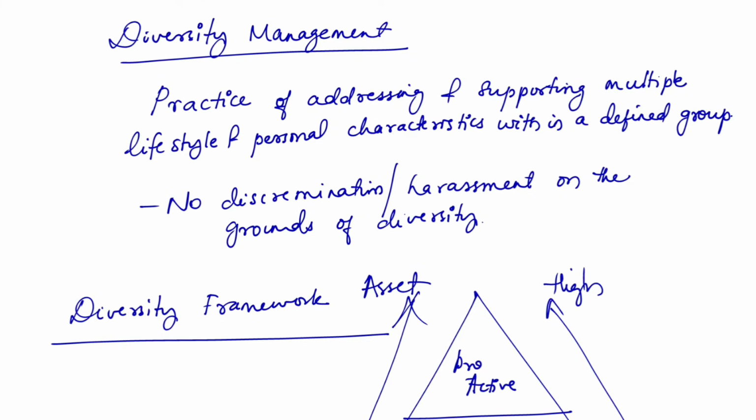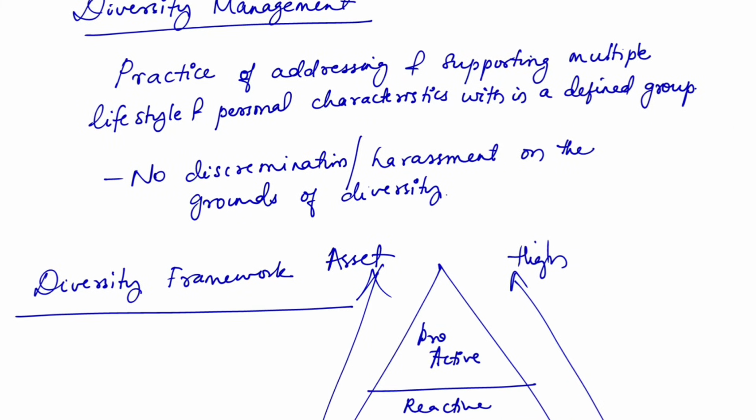So next, let's talk about diversity management, right? So what is diversity management? When a question comes about what diversity is, you can start by quoting any definition of diversity. Basically, diversity management is the practice of addressing and supporting the multiple lifestyles and personal characteristics of people within a group. That is diversity management. Now, diversity, we just saw, it is a very vast concept, right?